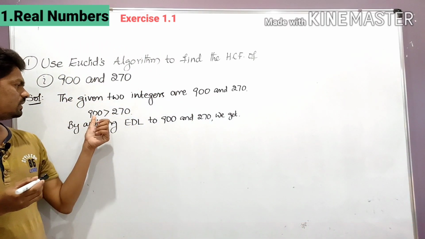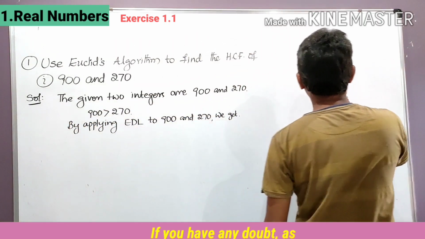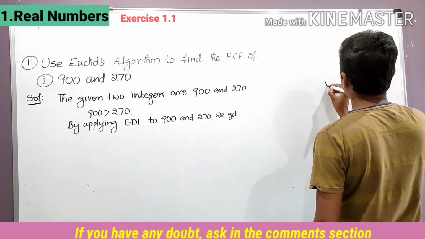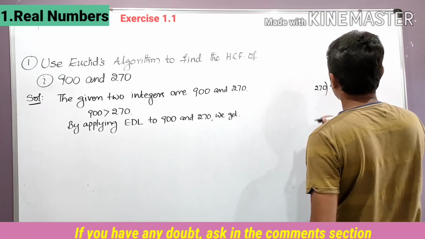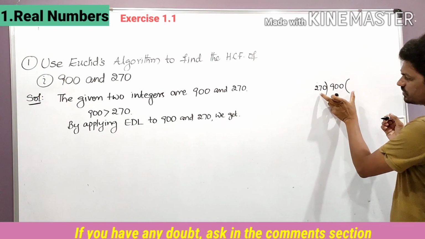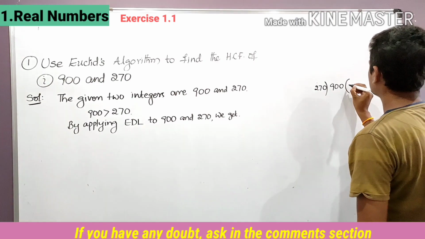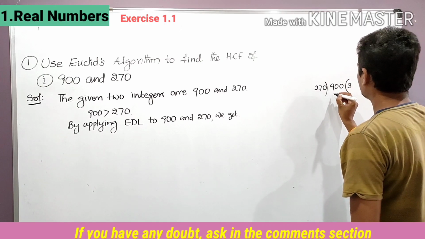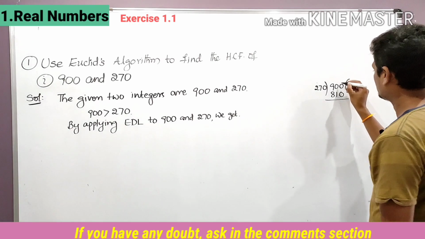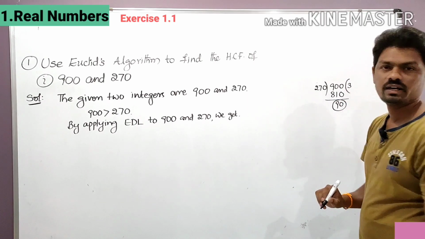We have to divide the larger by the smaller. So we divide 900 by 270. How many times does it go? 300 3s are 900, but 27 3s are 81, so 270 into 3 is 810. So 900 minus 810, this 90 is the remainder.